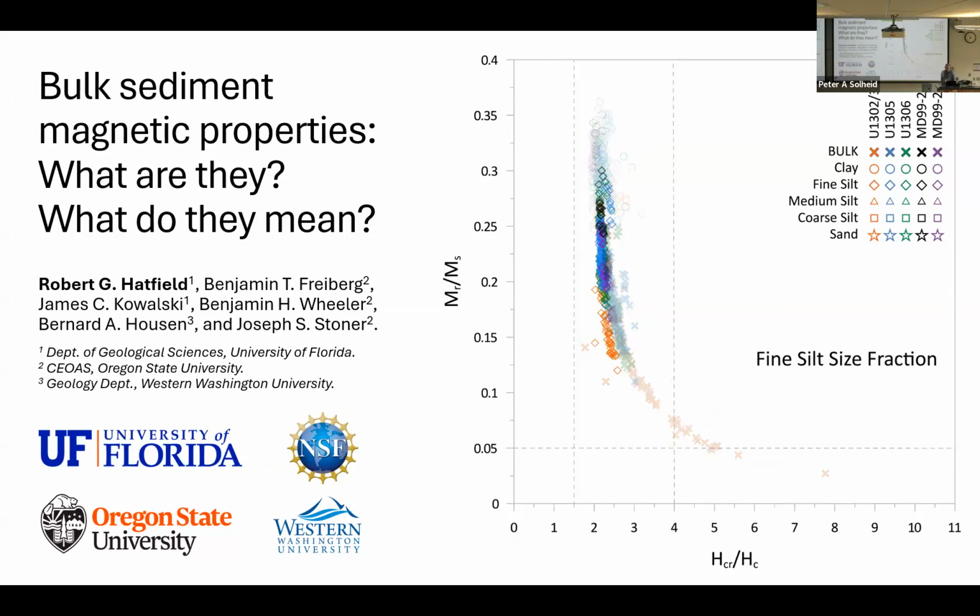We all use bulk sediment magnetic properties, but what are they, and what do they tell us about the sediments that we're using to interrogate them with?